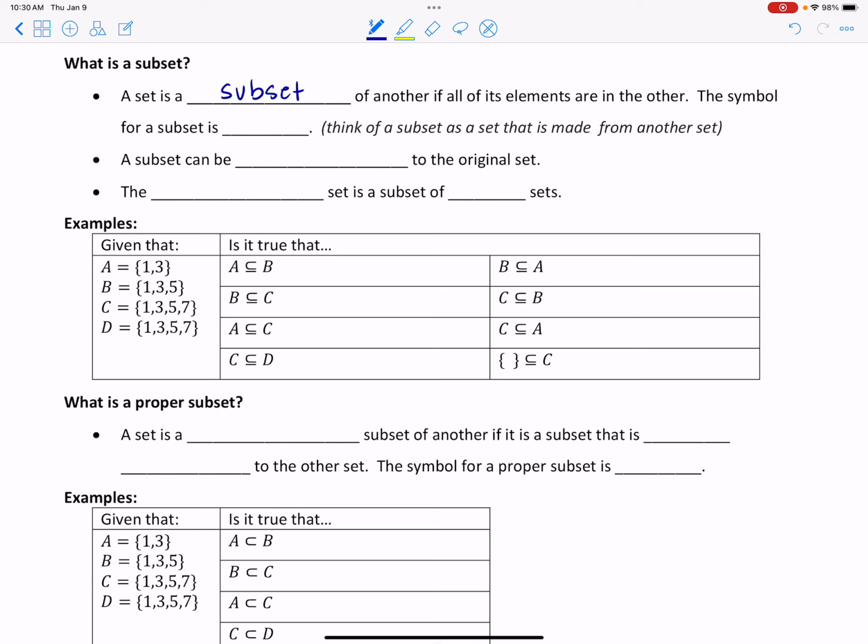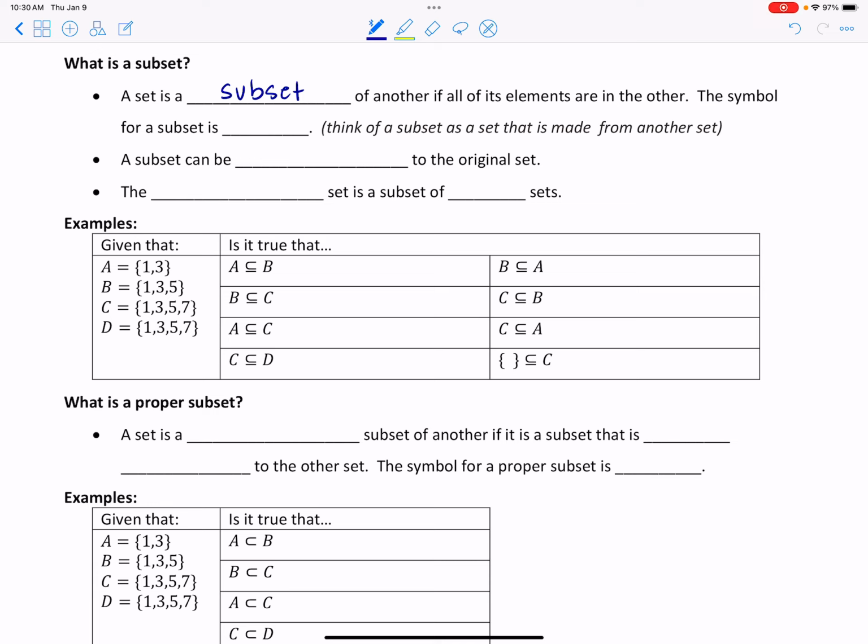So again, if my universal set is all of the pets that are in the world, the dogs might just be part of that set, right? All the cats might be just a part of that set. Birds might be a part of that set. Hamsters might be a part of that set. So subsets are going to be sets that we can create from other sets. So all of the elements in a set, if they're in another set, it's a subset of that set.